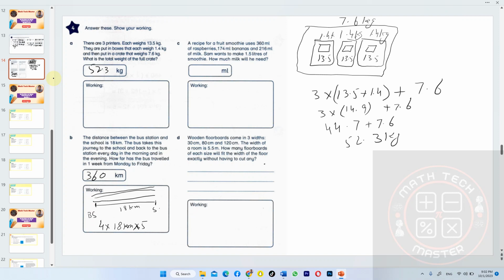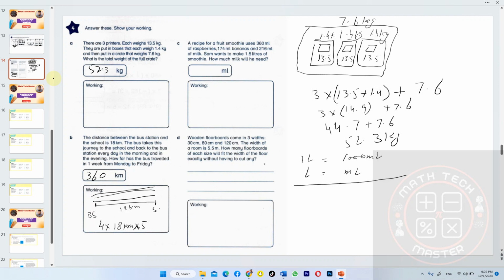A recipe of fruit smoothie uses 360 ml of raspberries, 174 milliliters of bananas and 216 milliliters of milk. Sam wants to make 1.5 liters of smoothie. How much milk will he need? Now there are 2 units used. One is liter and one is milliliter. We know that 1 liter is equal to 1000 milliliters.